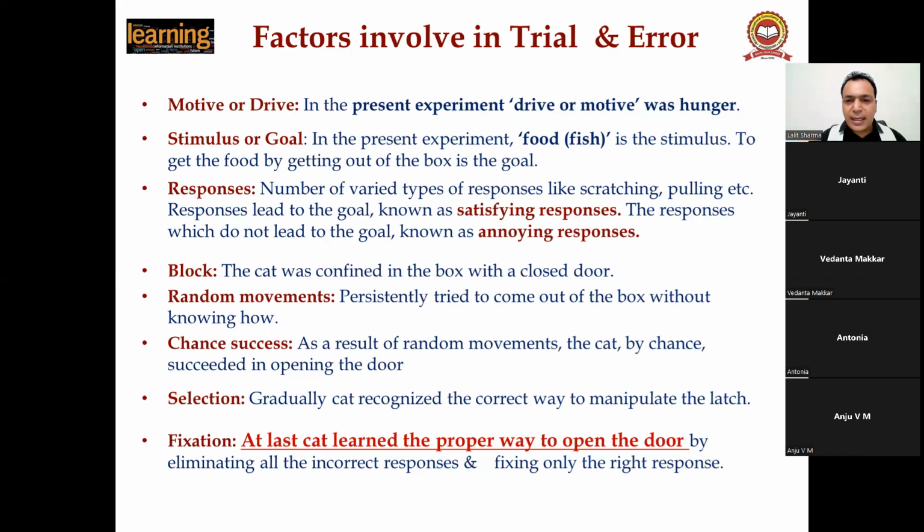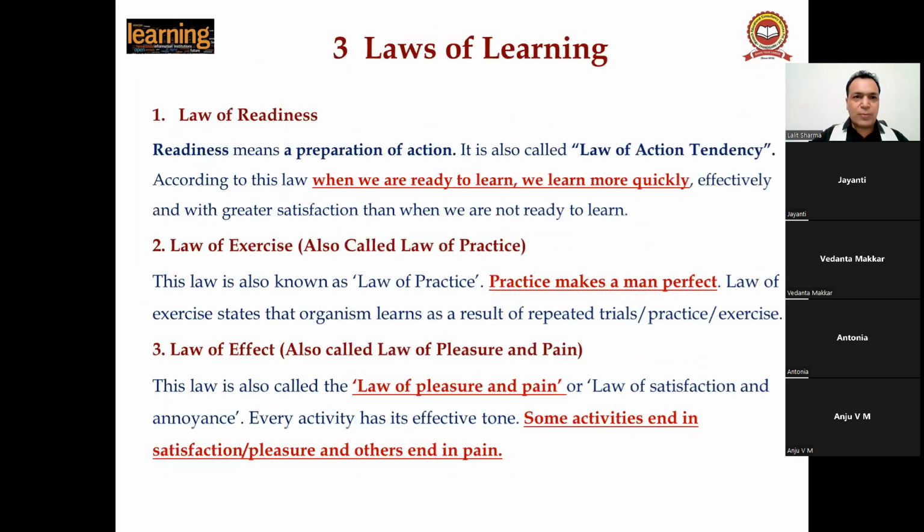Selection: gradually the cat recognizes the correct way to manipulate the latch, matlab lever. Fixation: at last, the cat learned the proper way to open the door by eliminating all the incorrect responses and fixing only the right response. So these are the factors we have come to know, which we have to use in our teaching.